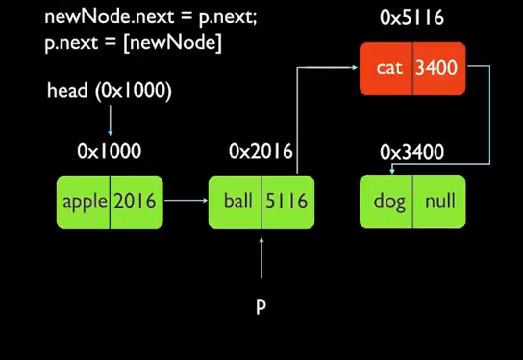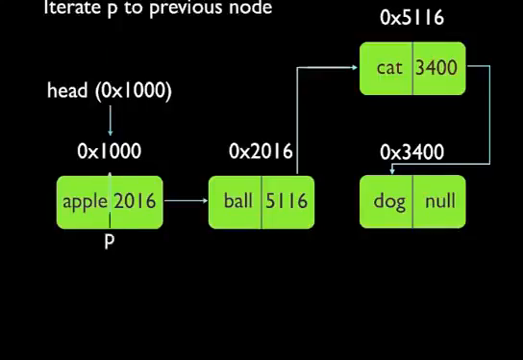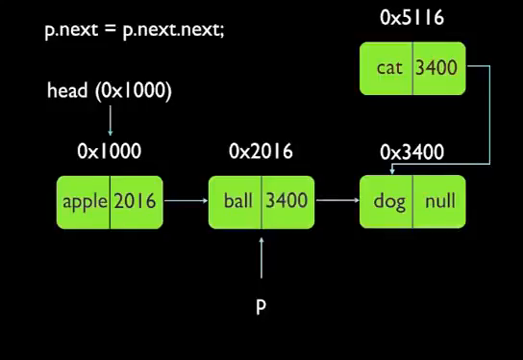Next, let's learn how to delete a node from a linked list. Suppose we want to delete the node cat from our list. First, we must get a pointer to move to the node immediately before cat, in this case ball. Next, we get ball to point to dog instead of cat, and we are done. How do we do this? We use the next field of cat to get the memory address of dog, and then we update the next field of ball to point to this address. So now, cat has nothing pointing to it.